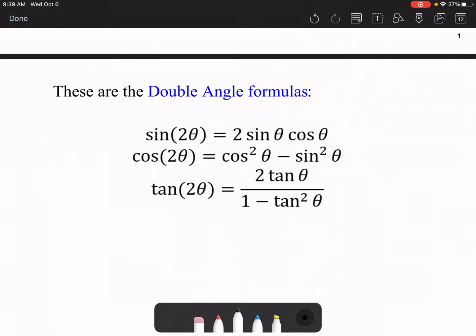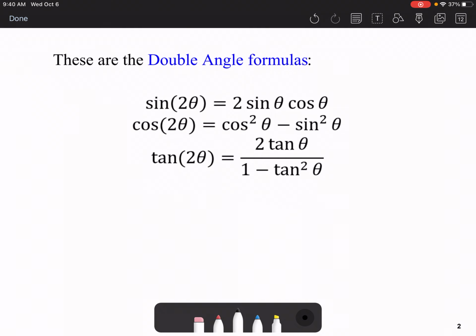These next three formulas are called double angle identities. The double angle formulas or identities are used to actually calculate it if the two angles were exactly the same.